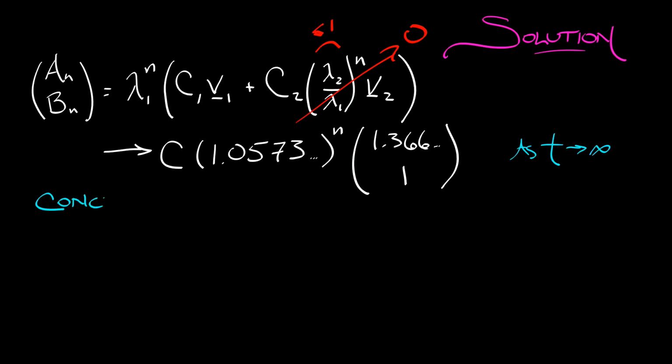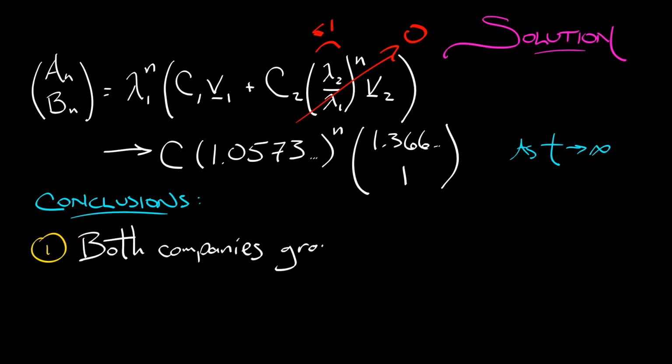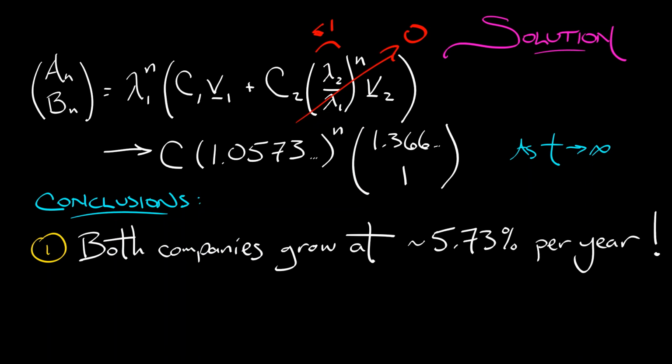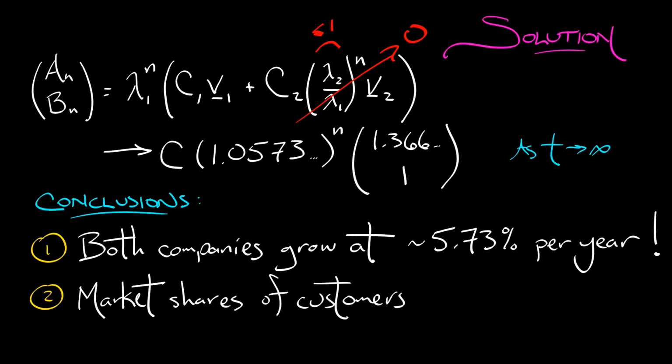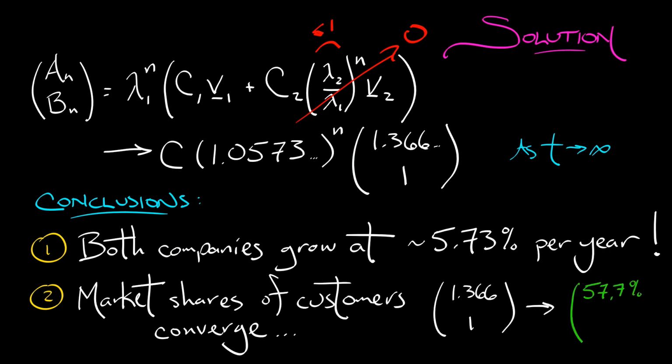So as your time n goes to infinity, what do we conclude? We conclude, first of all, that both companies are growing at the exact same rate of about 5.73% per year. That's a bit of a surprise. Also, we can see exactly what the market share of customers is. It converges to fit the ratio of 1.366 to 1. That is, Company A has about 57.7% of the customer base, and Company B has the leftovers, about 42.3%. Both of these conclusions follow from dominance, and both are rather surprising.